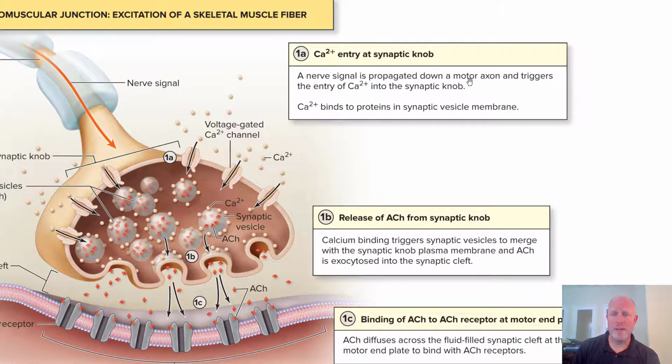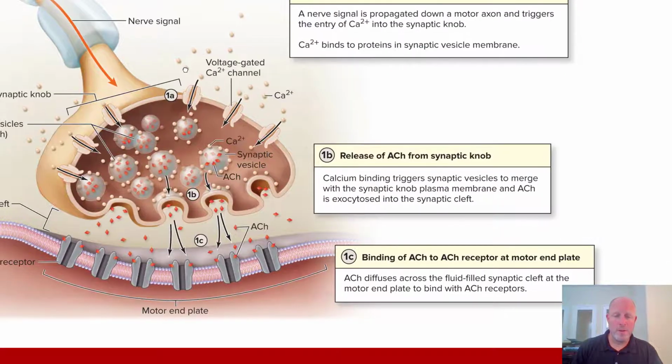That nerve signal is propagated down that axon, and then calcium binds the synaptic vesicle membrane, and the calcium binding triggers the synaptic vesicles to merge with the synaptic knob and the plasma membrane, and the ACh is exocytosed into the synaptic cleft, and that acetylcholine then diffuses across the fluid-filled synaptic cleft at the motor end plate to bind with these acetylcholine receptors.